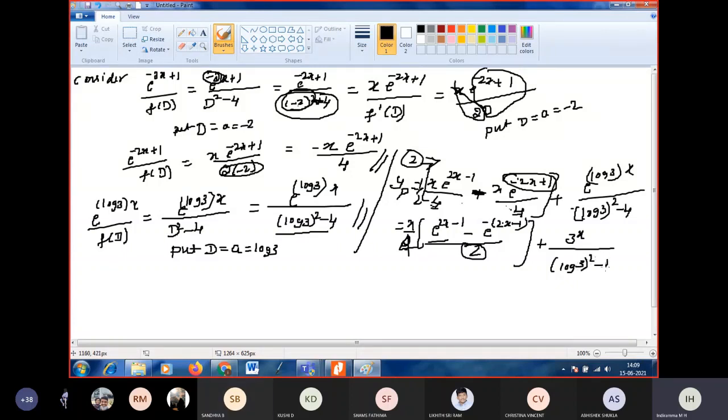Yes, ma'am. How did you take minus, ma'am? Minus 1 by 2, where is minus 1 by 2? This one, ma'am. Minus 1 by 2 is there in that formula itself, ma'am. Here, ma'am, the formula: e to the power minus 2x minus 1 minus.